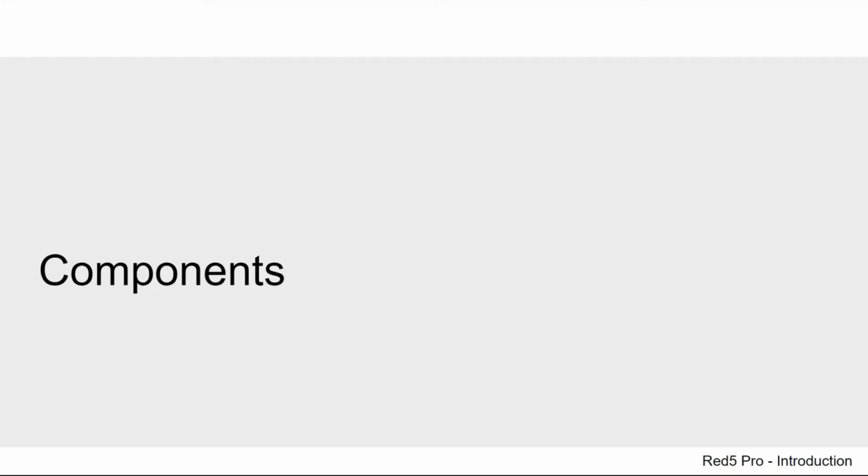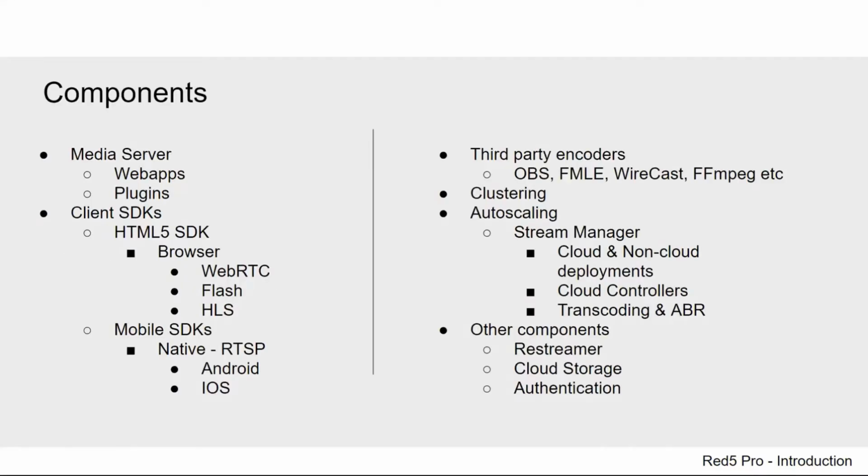Now let us try to get a bird's eye view of the different components offered by the Red5 Pro ecosystem. The Red5 Pro ecosystem consists of a media server, which is the core or the heart of the entire system. Under media server, we have web apps and plugins.